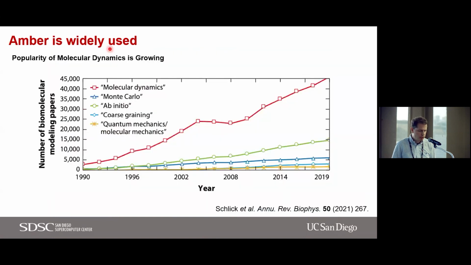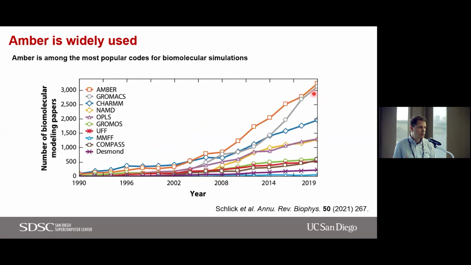Here's another plot just showing the popularity of molecular dynamics simulations in general. It's been steadily increasing. It's one of the most widely used simulation methods for molecular systems, and in particular Ember. So there are many different codes, and there's a handful of famous codes, including Ember, GROMACS, which you have heard today, I think, or some other people mentioned. There's CHARMM, NAMD. They're among the most popular codes.